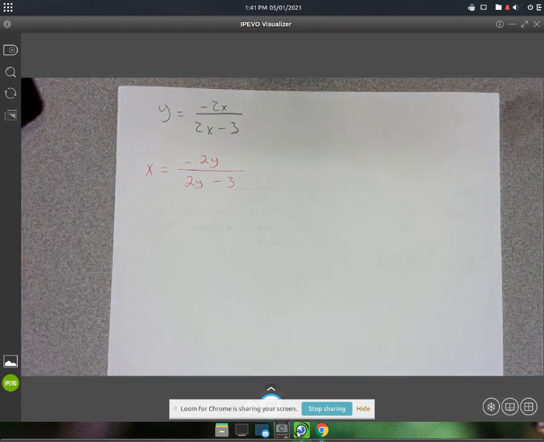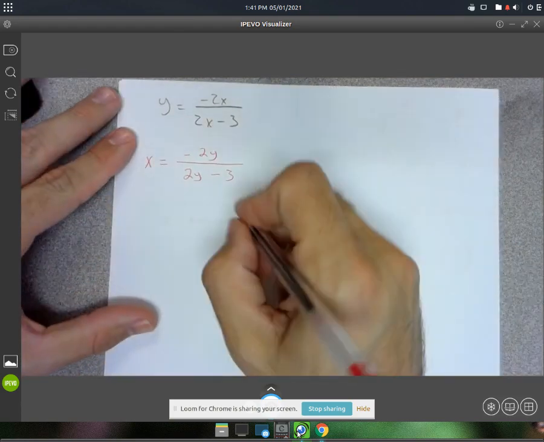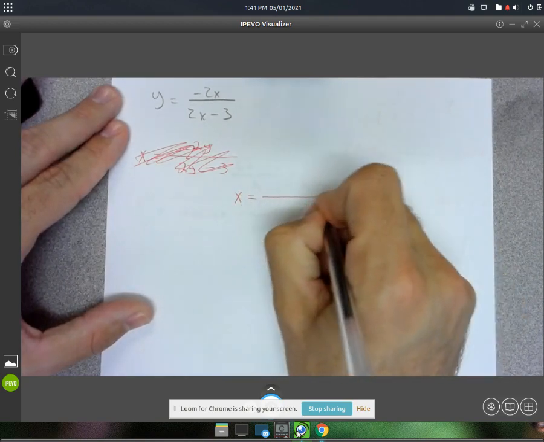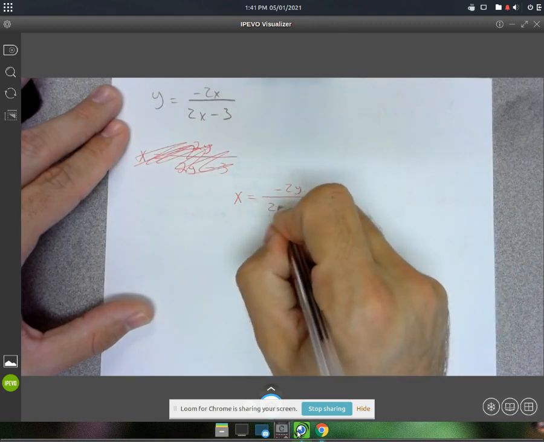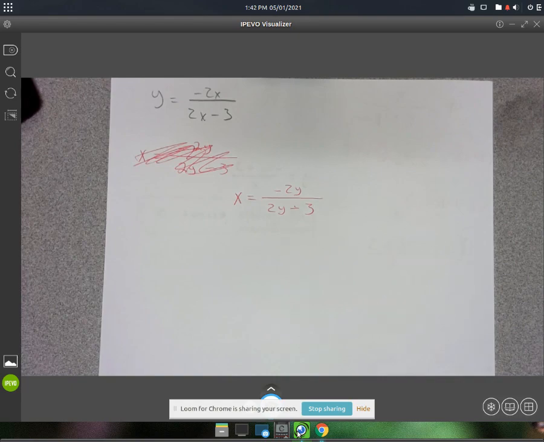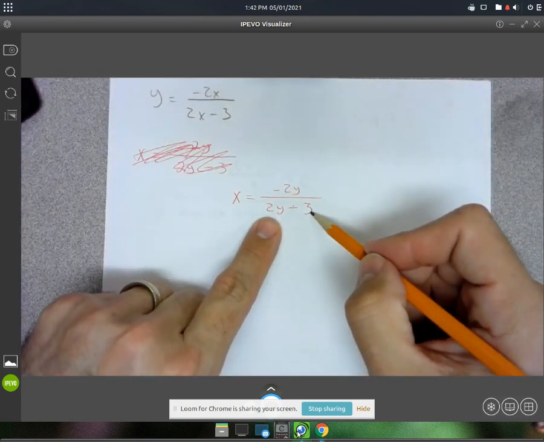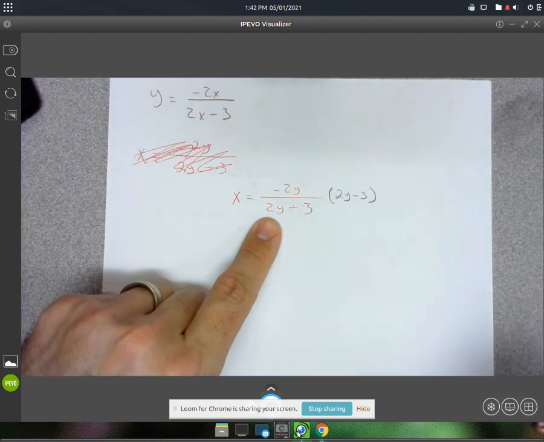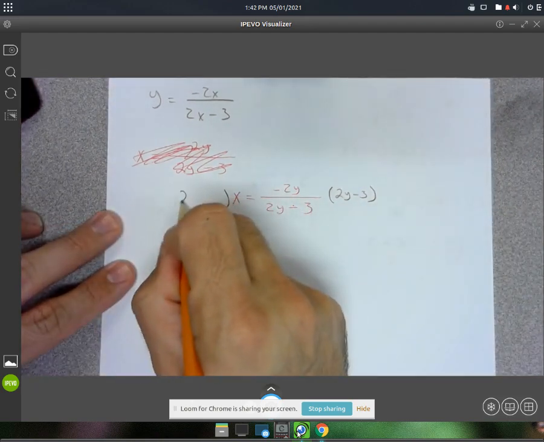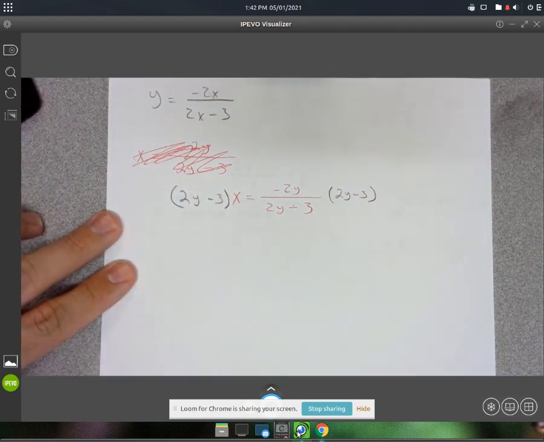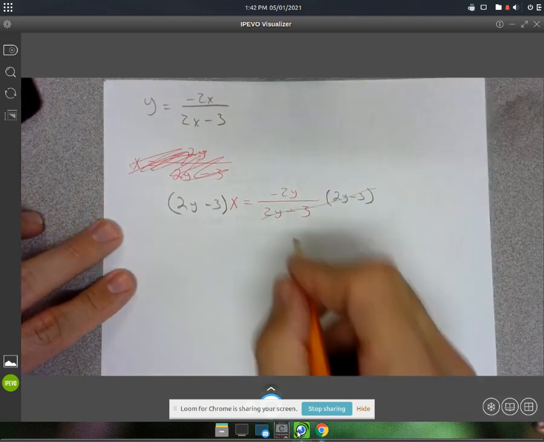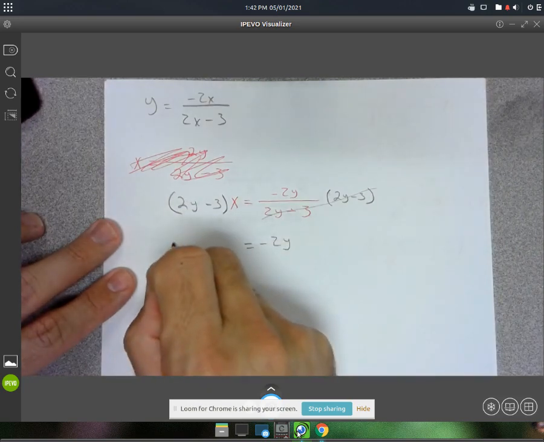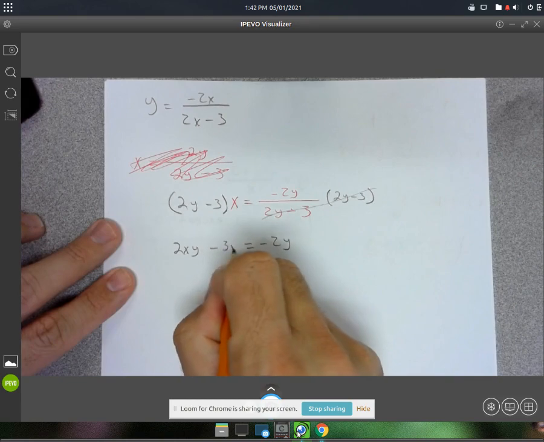So again, we're going to multiply. Actually, I am going to move this over a little bit. So swap the x and the y. We're going to have x on the left and negative 2y there, and a 2y minus 3. The first thing we want to do is clear the denominator, get our 2y minus 3 out of the denominator. So multiply both sides by 2y minus 3. Okay, so these will cancel, and you're left with negative 2y on the right side, and then we'll distribute our x in on the left side. So it's 2xy minus 3x.